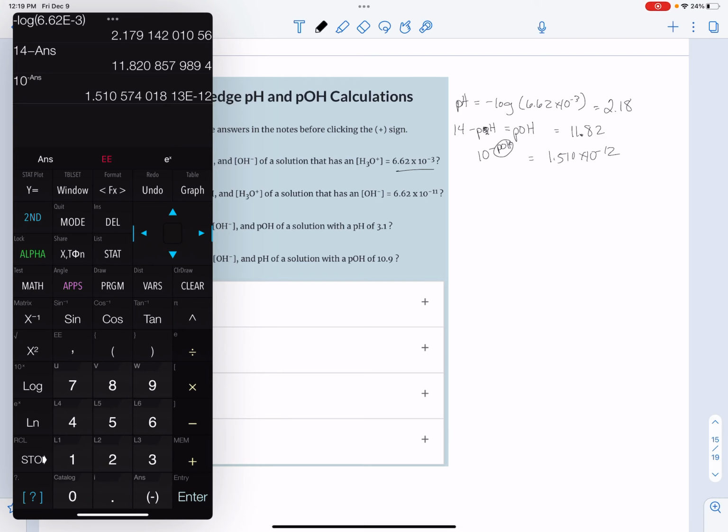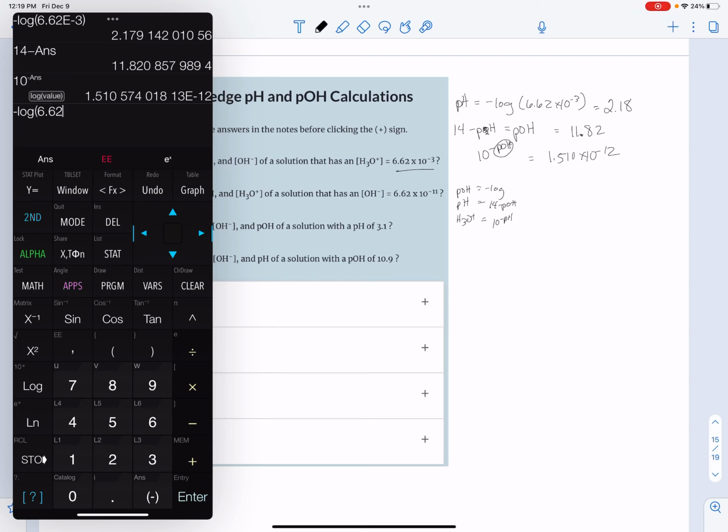So for me, I feel like that's the easiest path, but you might think one of the easier paths is using like 1 times 10 to the minus 14th and go in that direction. So this next one, I'm going to have to go to pOH and then pH and then H3O plus. So to do pOH, that's the negative log one, and then this one is going to be 14 minus, and then this will be 10 to the negative pH.